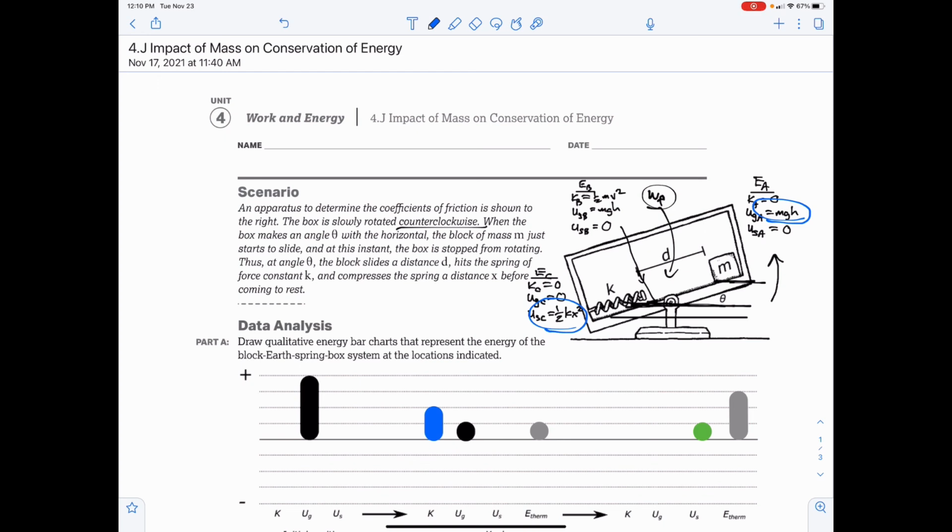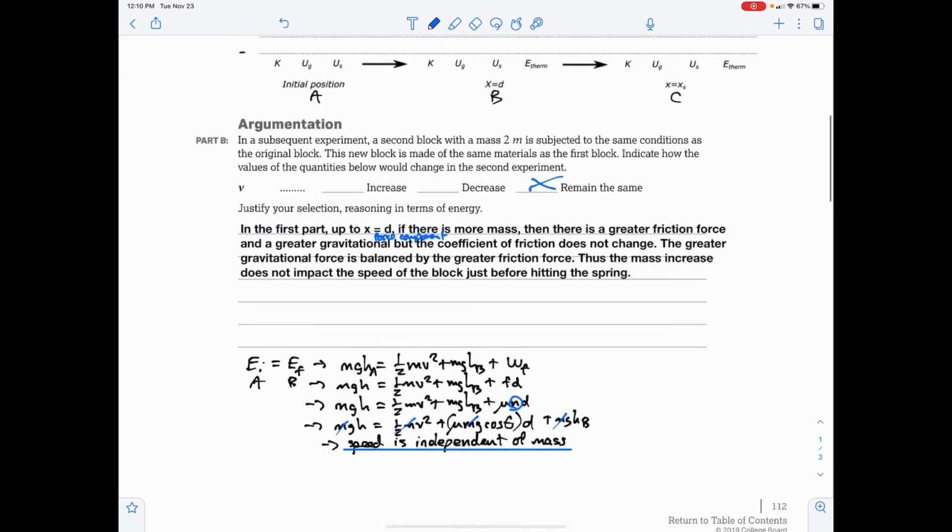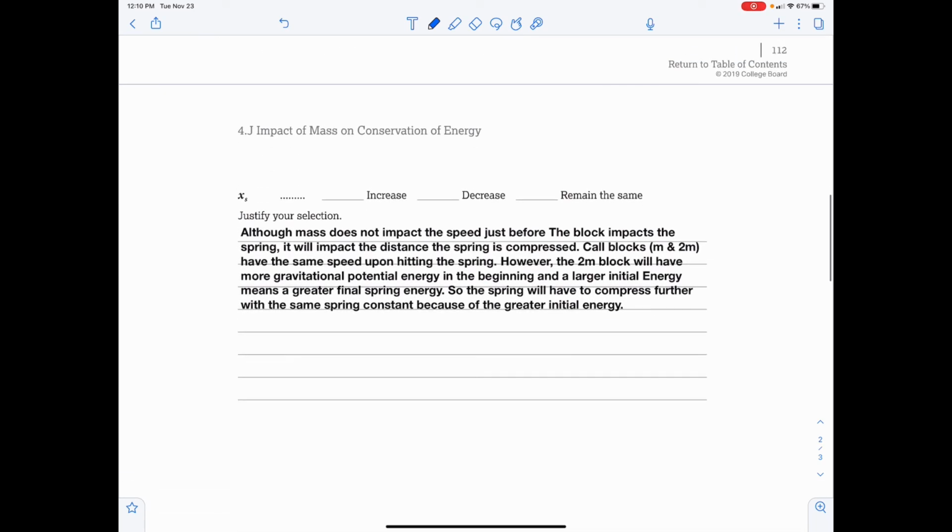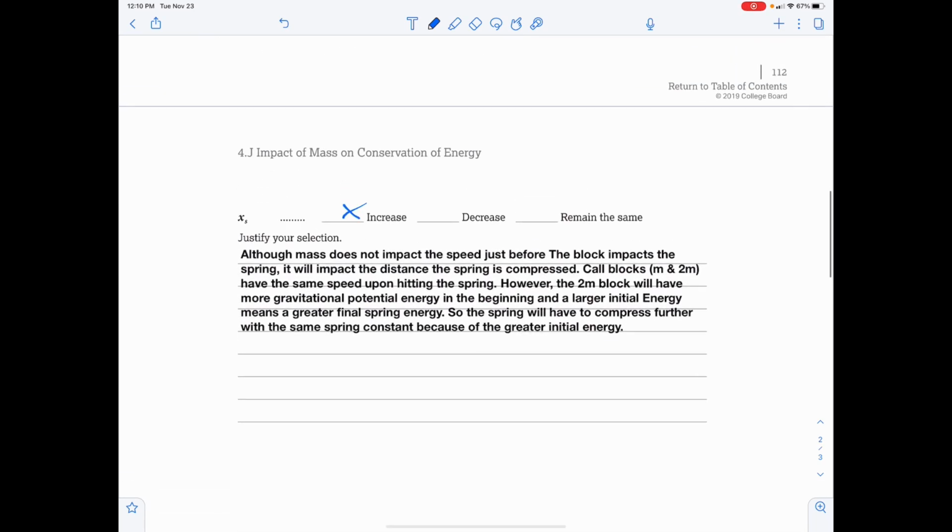since we have a greater initial energy, you're still going to have a greater final spring energy, which means you will end up compressing the spring a little more. There'll be an increase in that. So the 2m block will have more gravitational potential energy in the beginning because of the greater mass, and thus a greater final spring energy. The spring will have to compress further with the same spring constant because of the greater initial energy.